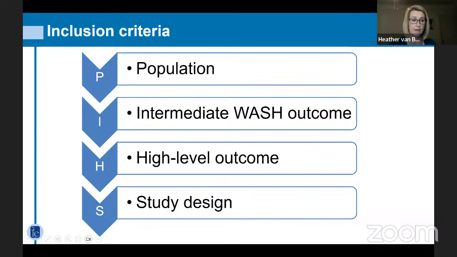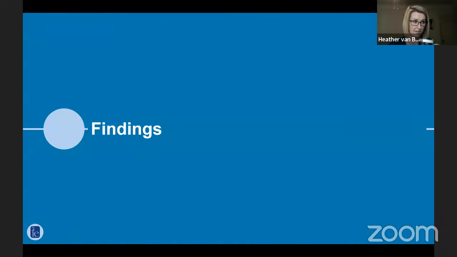Our colleagues at MIT built a machine learning model for us that helped us narrow down our pool of studies on date and the WASH criteria. And then we had a team of human reviewers that double screened each and every study on title and abstract, and then on full text. So it's quite an involved process.